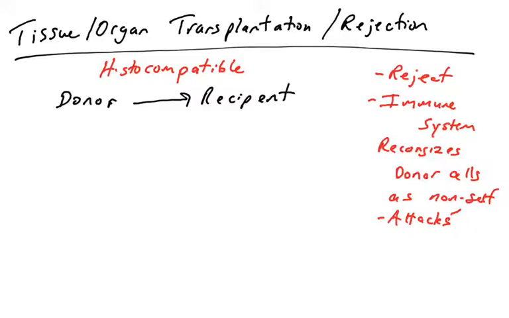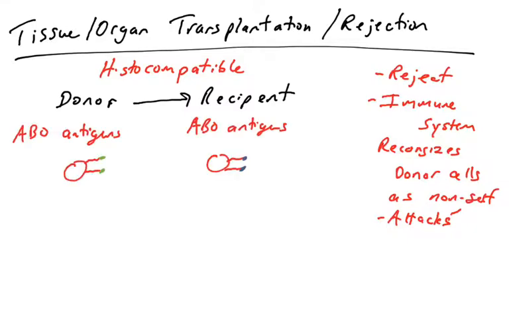We don't want rejection. So we want to minimize the ability of the recipient's immune system to recognize the donor's organs or tissues as foreign or non-self. So we want to get as much histocompatibility as possible so that the recipient's immune system doesn't identify the donor's organ or tissue as non-self. And there are two main sets of factors that we look at when we look at histocompatibility.